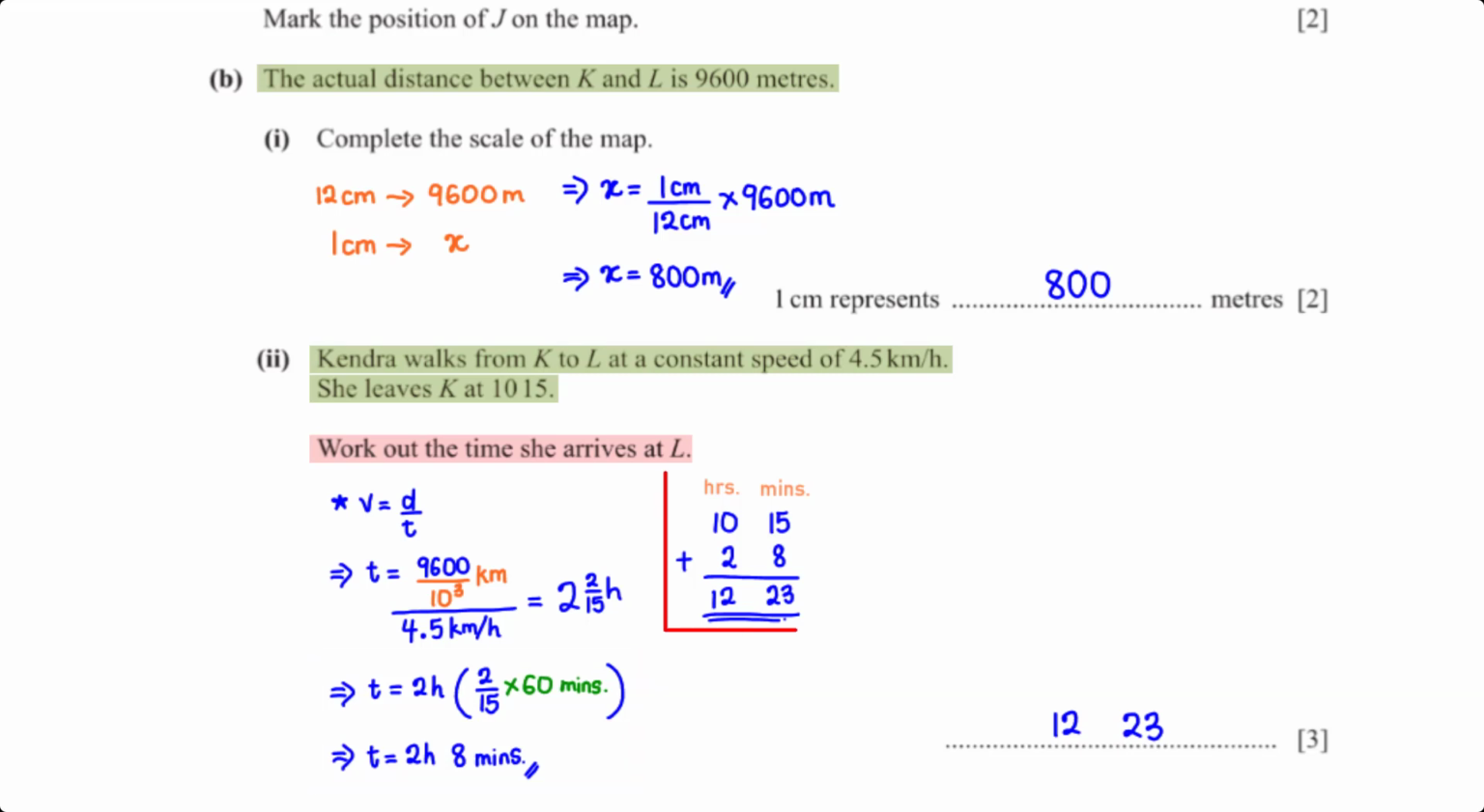To get the time she arrives at L, we add 2 hours 8 minutes to her departure time from K, which is 10:15. Under the minute column, 15 plus 8 is 23, and under the hour column, 10 plus 2 is 12. The time she arrives at L is 12:23.